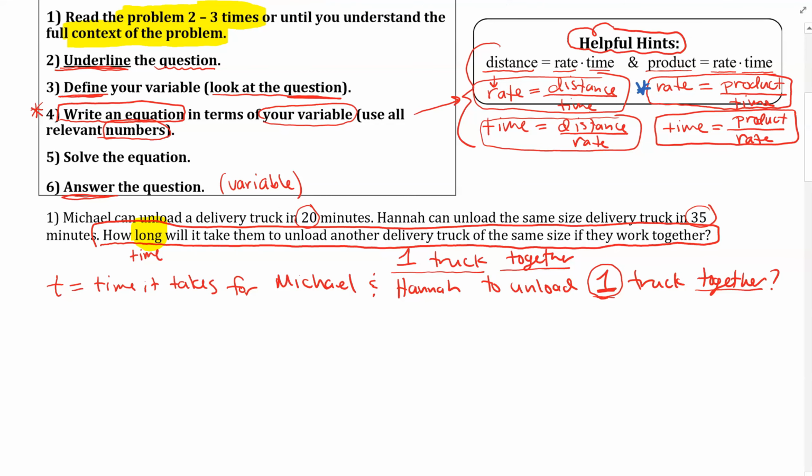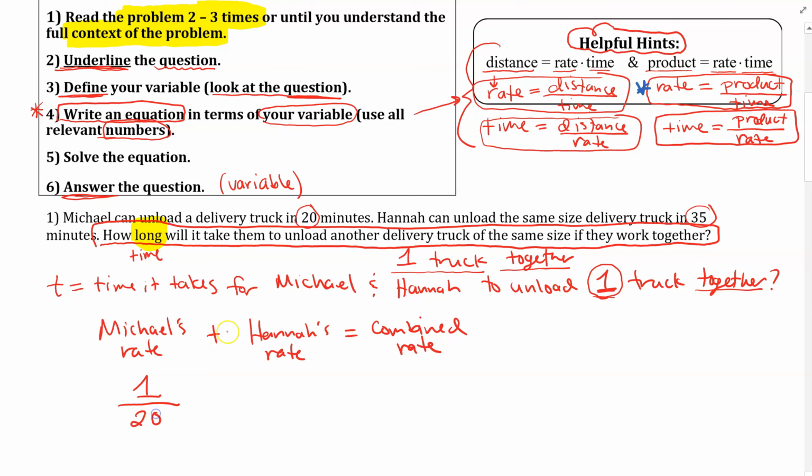Okay. I'm going to say that Michael's rate plus Hannah's rate is equal to their combined rate. So Michael's rate would be he can unload one truck every 20 minutes. So this is product over time. And that tells me the rate at which he can do this. One product every 20 minutes.